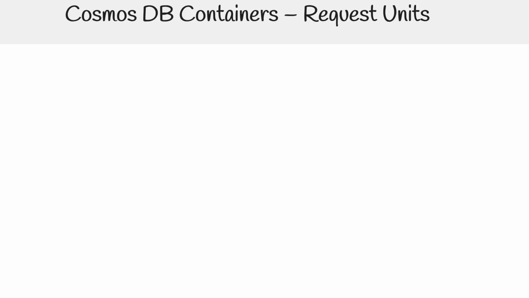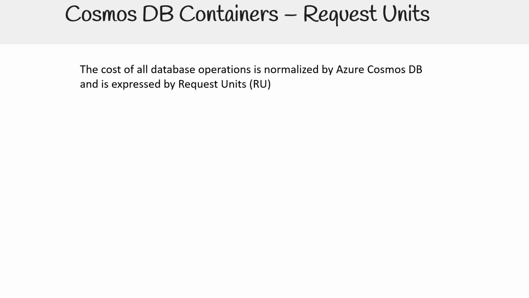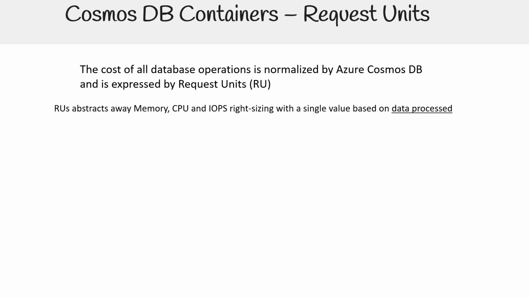All right, we keep mentioning request units are used. Now it's time to actually describe what they are. So the cost of all database operations is normalized by Azure Cosmos DB and is expressed by request units. So RUs abstract away memory, CPU, IOPS, standing for input output per second, and it's basically right sizing all these things for you, meaning choosing the right size with a single value based on data processed.